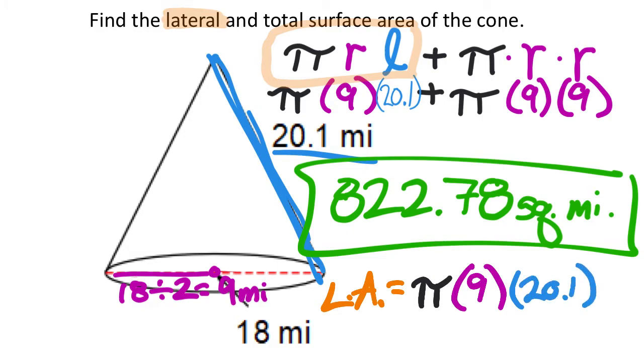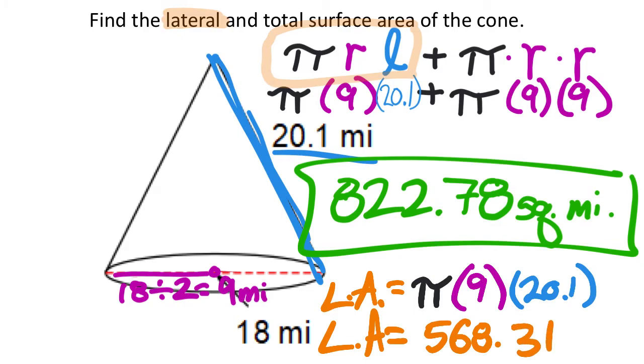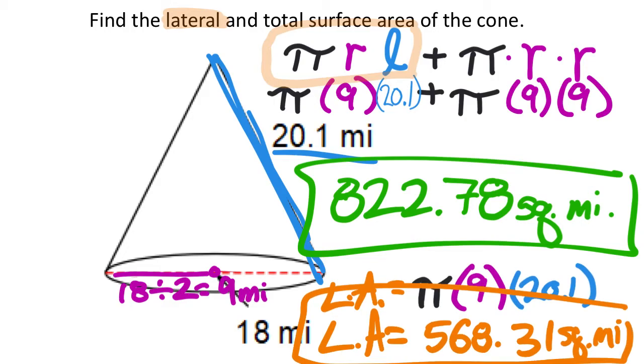And again, I'm just going to type this directly into the calculator. Pi times 9 times 20.1. And I get the lateral area of 568.314111. So again, I'm going to round to the nearest hundredth, 0.31 there. And again, we need to label this in square miles. There we go.